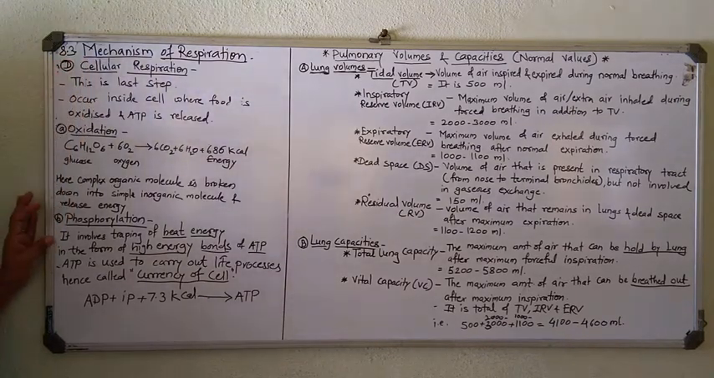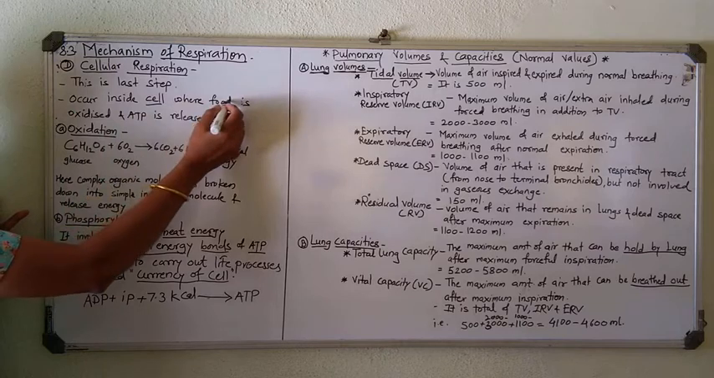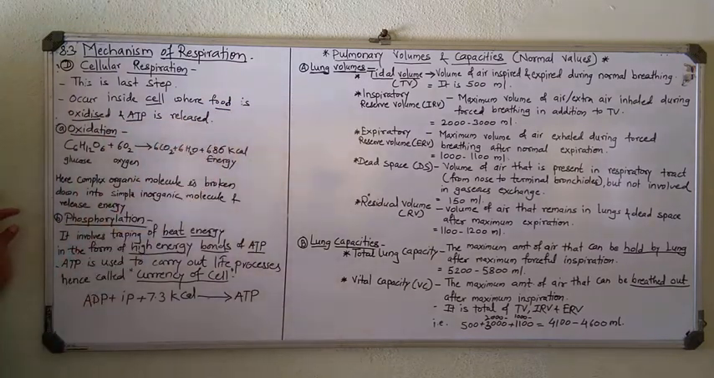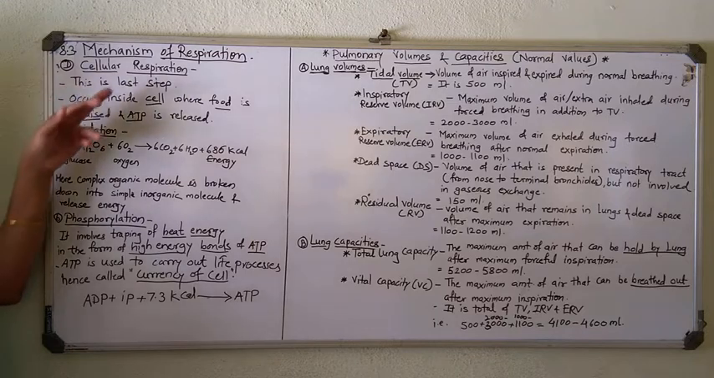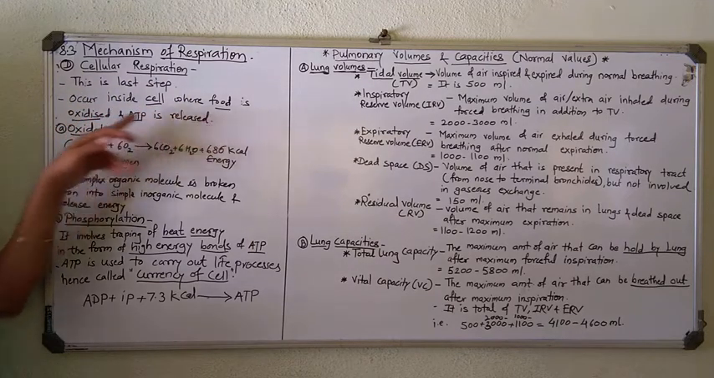Right. So it is the last step in the mechanism of respiration. Actually it occurs inside the cell where food is oxidized and ATP is released. Up till now we have studied this mechanism of respiration at lung level, at tissue level and so on. This cellular respiration occurs inside the cell where food is oxidized.